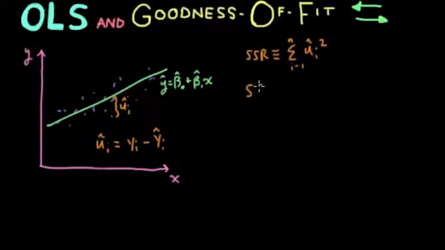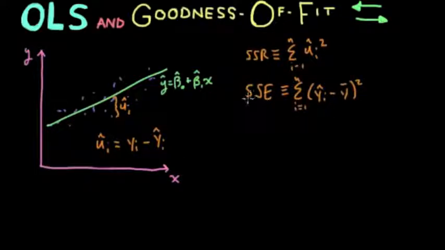We have to define something similar called the SSE, which is the explained sum of squares. And this is defined as the sum of the estimated y's minus the mean, squared. So the SSE tells us what is explained by our model, how much of the variation in the y's is explained by our regression.